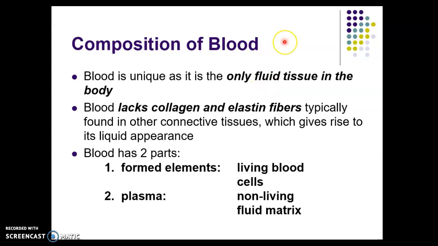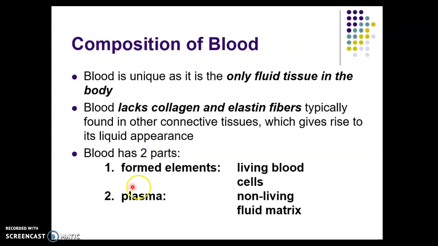So what is in blood? As I mentioned in the intro questions video, blood is a connective tissue, and that means that it is a combination of living cells with non-living matrix. Blood is fluid because its non-living matrix is water, okay? It also lacks collagen and elastin, which would give something its solid form.